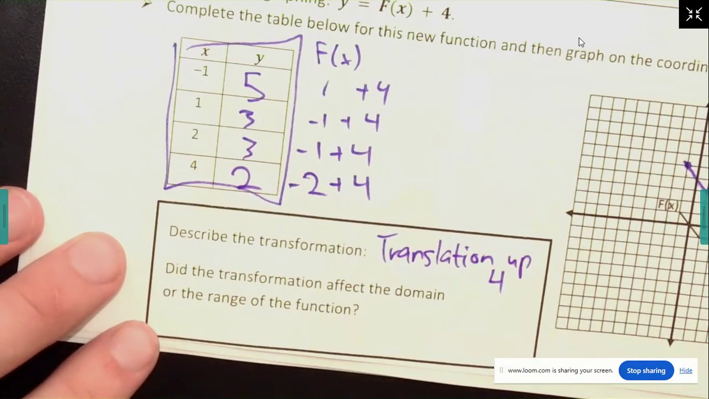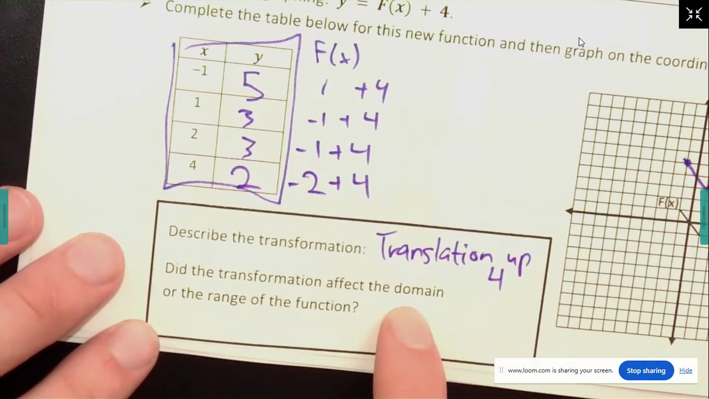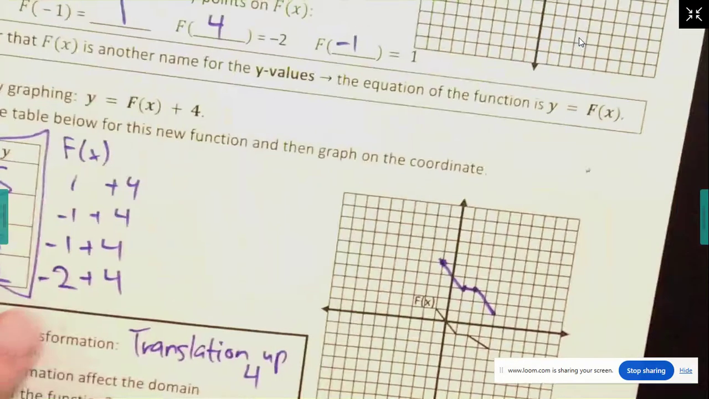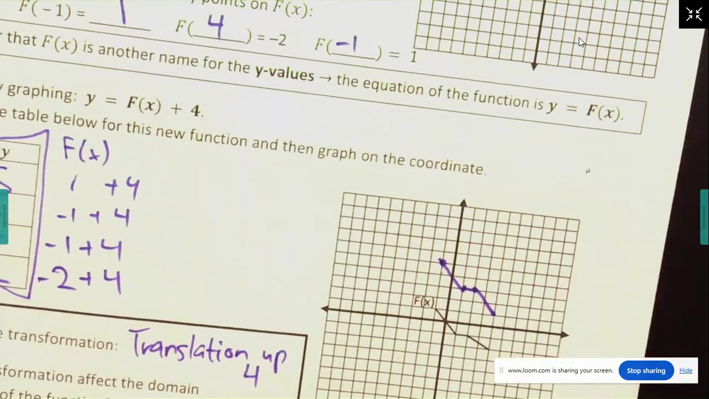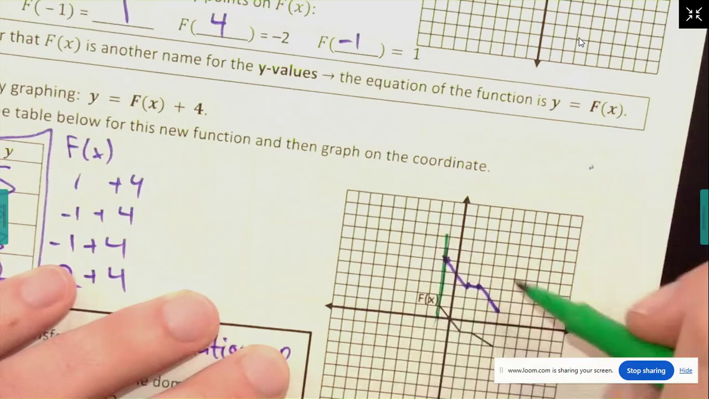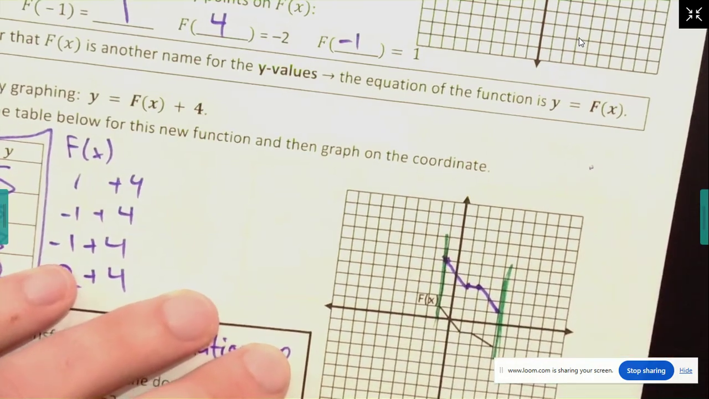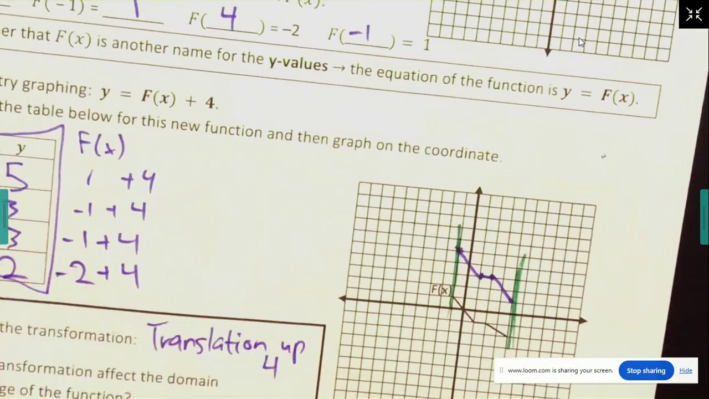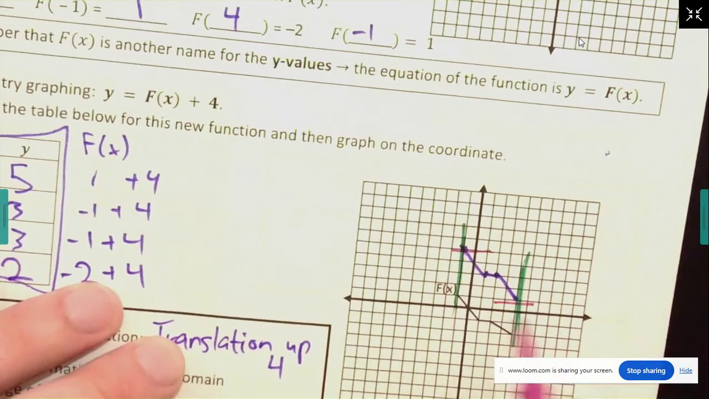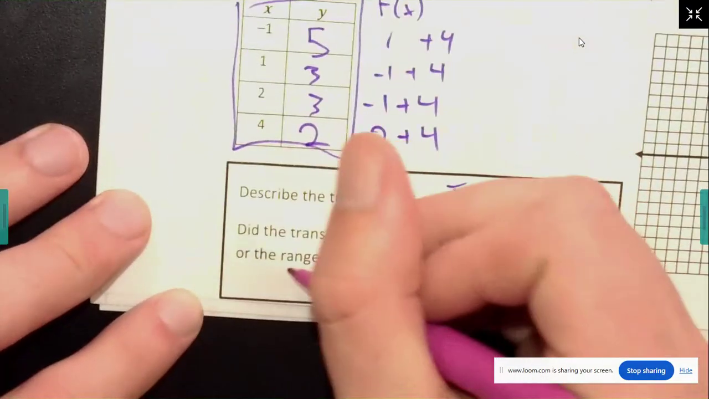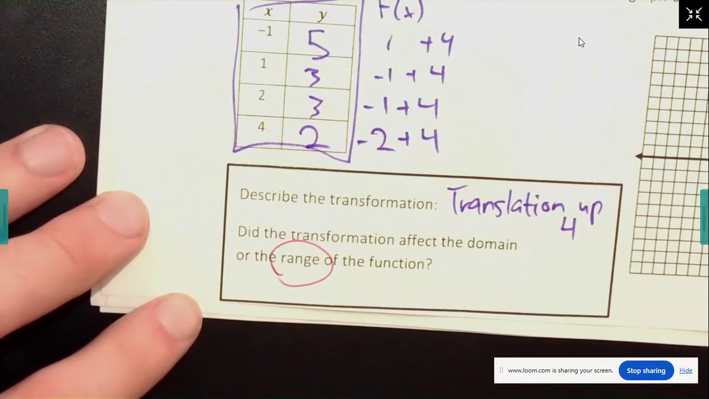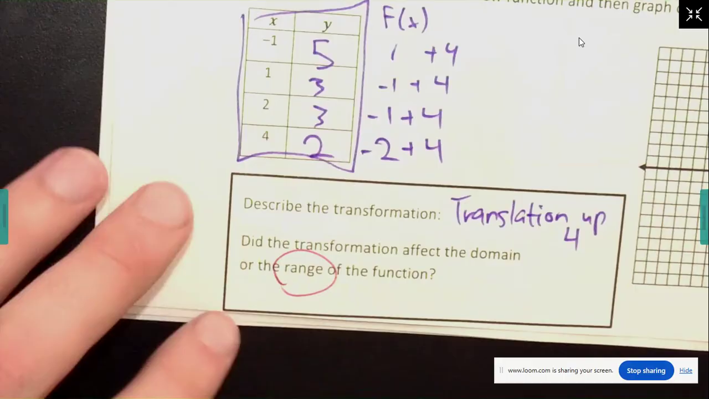Okay, did the translation affect the domain or the range? Well, let's look. We still have that far left and far right is shared by both of them. But if I look at the range, the high point here and the high point there is different than these two. So when we're moving it up and down, up and down movements change my range, okay? Up and down movements will change my range. Let's flip that page over.